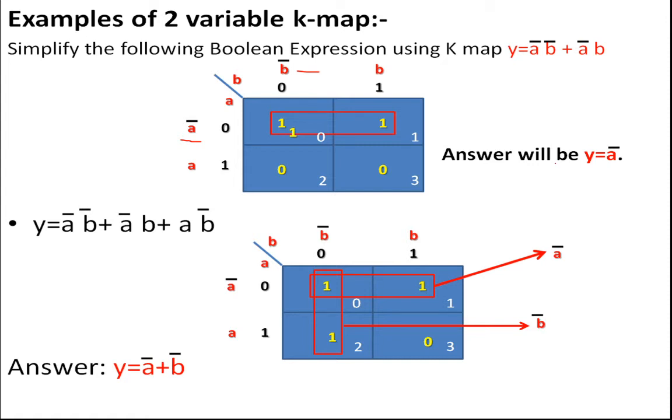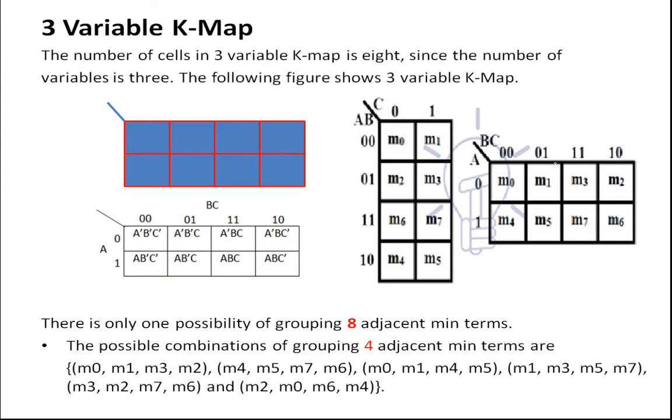So let us move on to the next part, that is a three variable K-map. The number of cells in a three variable K-map is 8. So 2 raised to 3 is how much? 8. Since the number of variables is 3, we'll be having a total of 8 cells. The following figure shows a three variable K-map. Here you can see how the cells are renamed: 0, 1, 2, 3, 4, 5, 6 and 7.